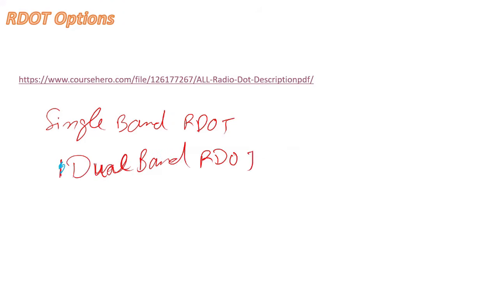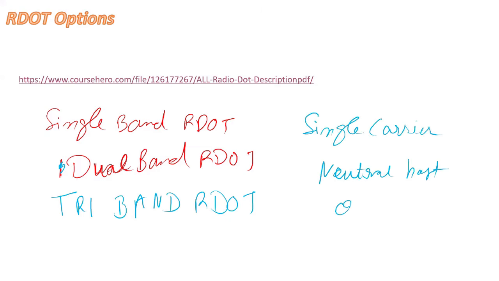Let's move on. Ericsson R dot supports many kinds of solutions. It can be single band R dot, dual band R dot, or tri-band R dot. And they have various options available: it can be single carrier options, and it can be neutral host options as well. So in case of Ericsson, they can be single band R dot, dual band R dot, tri-band R dot, single carrier R dot, and neutral host option. All these options are available in case of Ericsson R dot.